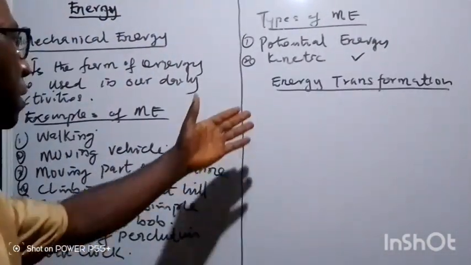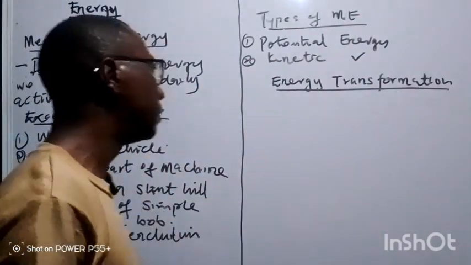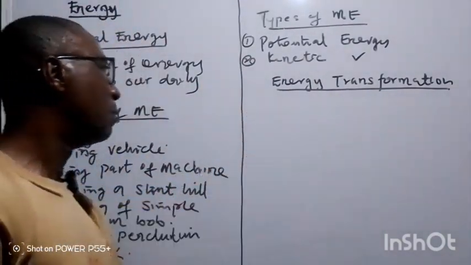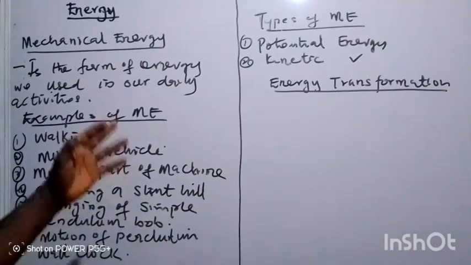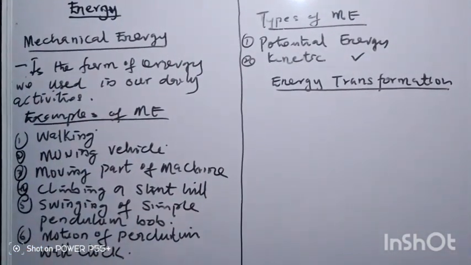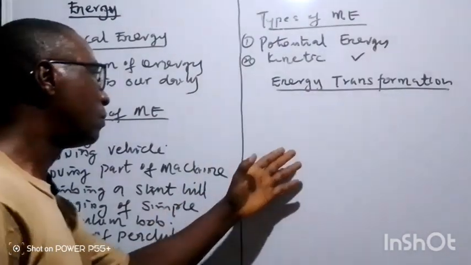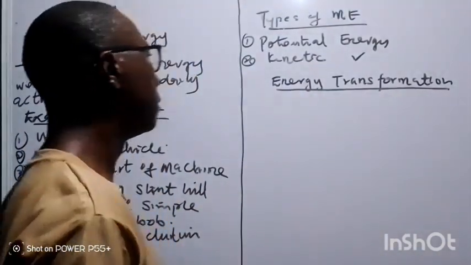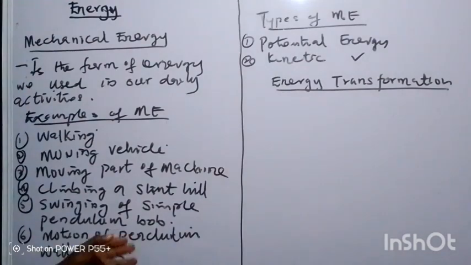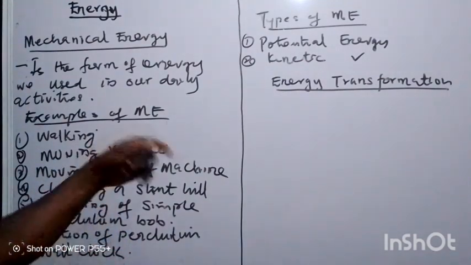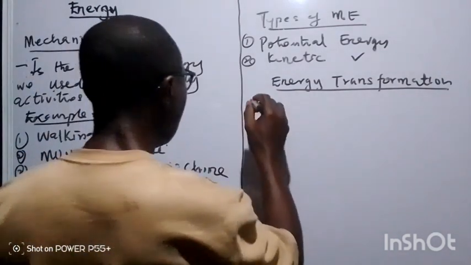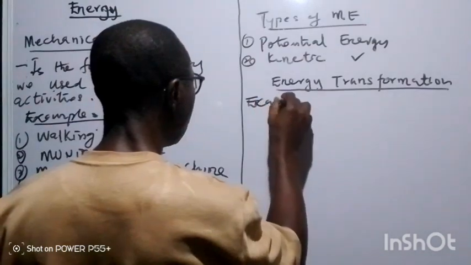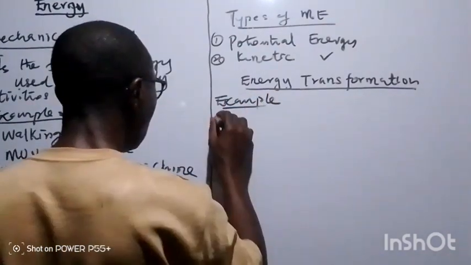Next is energy transformation. What we mean by this is that all forms of energy, one can be transformed from one to another. That is, one form of energy can be transformed to another one. That's what we mean by energy transformation. Examples of energy transformation now. Example 1.